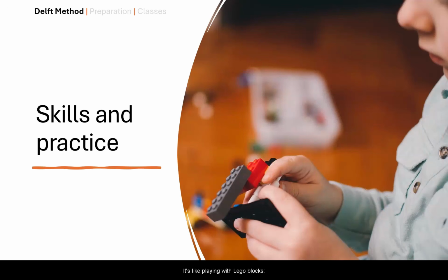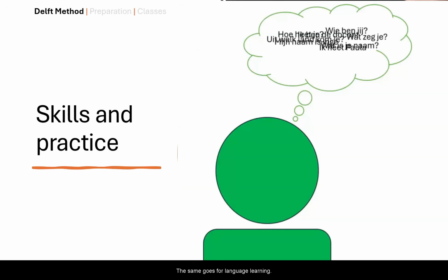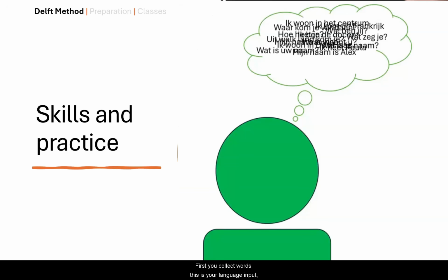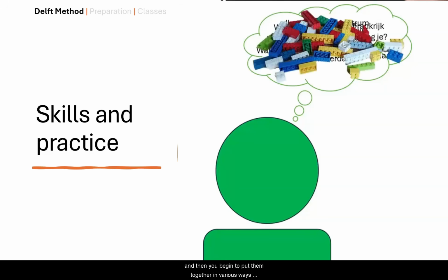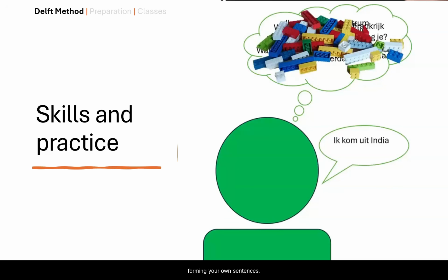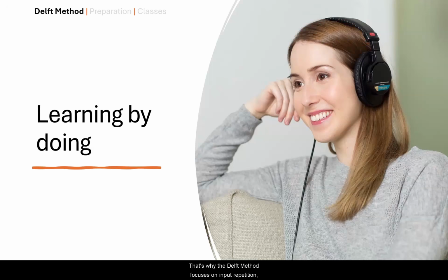It's like playing with Lego blocks. Once you've gathered some blocks, you can start building something simple. Your building skills will develop gradually, but you need practice. The same goes for language learning. First, you collect words. This is your language input. And then you begin to put them together in various ways, forming your own sentences. That's why the Delft method focuses on input, repetition, frequent and useful words, and speaking skills. It is learning by doing.